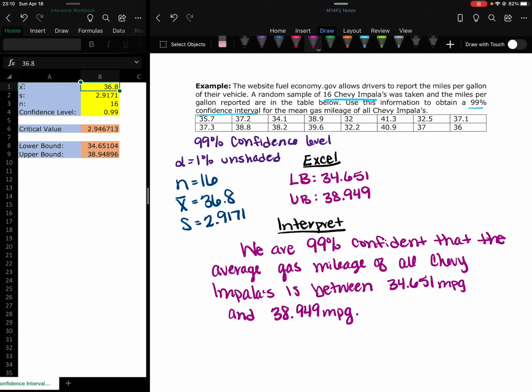If you would like to see more examples on how to do this by hand, please reach out and come to office hours, or schedule an appointment with me if you are unable to come to office hours, if you would like to see more of how to do these by hand. But that is confidence intervals for means with raw data.